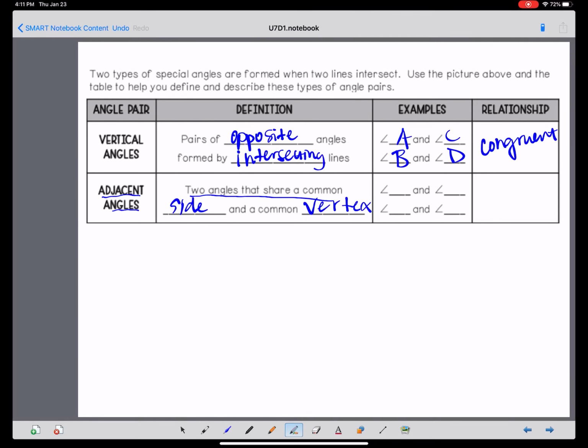Let's go ahead and just write some down as an example. I could say angles A and B. Those are examples of adjacent angles. Also angles C and D. We also call these supplementary angles. Sorry if you can't read that. All right, let's move on to the next one.